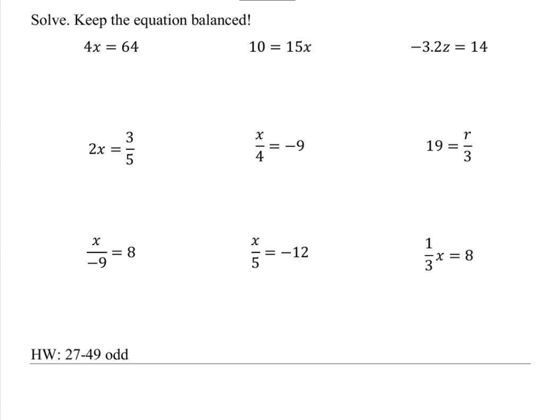Okay, we're going to solve these nine here, and we're going to keep the equation balanced as we go. That means what we do to one side, we have to do to the other. What is being done to x right here? We're multiplying by 4. So how do I undo multiply by 4? Divide by 4. So I'm going to divide this side by 4 and this side by 4. Well, 4 divided by 4 is 1. So I'm left with 1x, or just x, equals 64 divided by 4, which is 16. So x equals 16 is the answer.